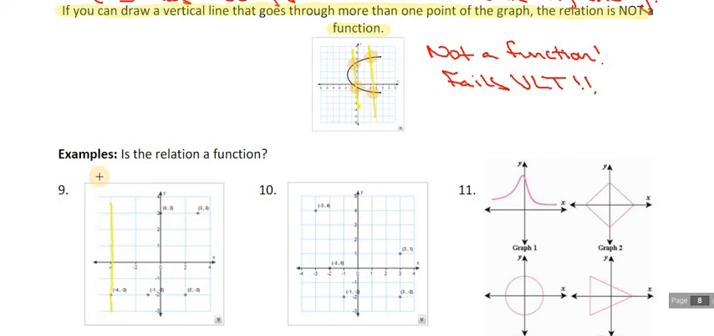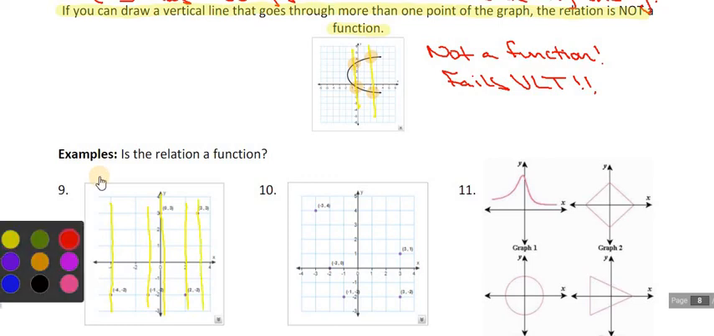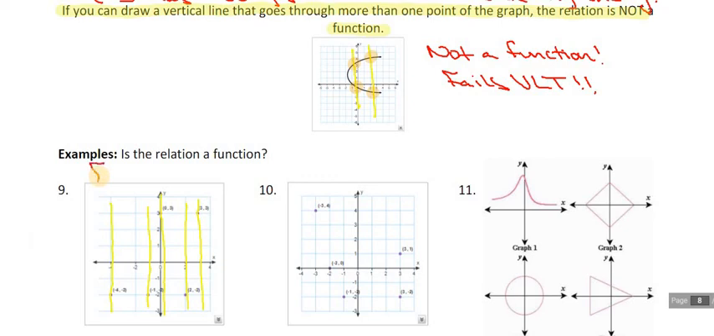Ooh, 1 point. Fine. 1 point. That's fine. 1 point. That's fine. 1 point. That's fine. So this one is a function. Okay, passes the vertical line test.